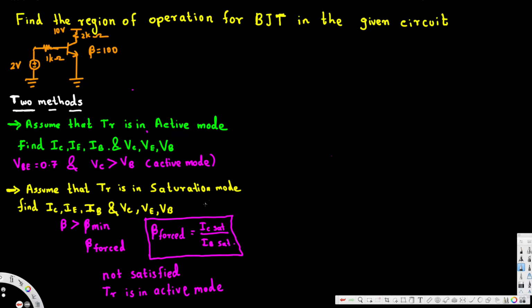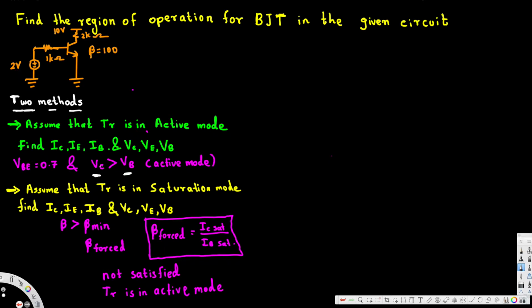Okay, and if they ask for IC, IE, IB or anything, and we assume active mode and solve for it and find out it's not in active mode but in saturation mode, we have to redo everything to find this current and voltage again. But here we are not interested in finding the currents. We just want to know whether it is in active mode or saturation mode. We can do both methods, and I'm going to do the active mode method. So to determine whether this is in active mode or saturation mode, we have to compare VC and VB.